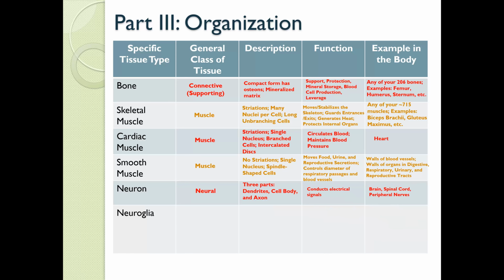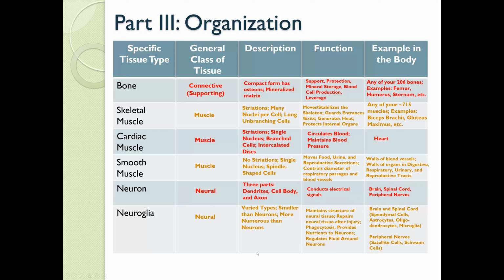And then the neuroglia are the other component of neural tissue. As far as a description, there are varied types, and they look different depending on what type. But in general, they are smaller than neurons and more numerous than neurons. You have about 10 neuroglia for every one neuron. They have a variety of functions. They maintain the structure of the neural tissue. They repair neural tissue after injury. They do phagocytosis. They provide nutrients to the neurons, and they regulate the fluid around the neurons. In the brain and spinal cord, you can find ependymal cells, astrocytes, oligodendrocytes, and microglia. And in your peripheral nerves, you can find satellite cells and Schwann cells.